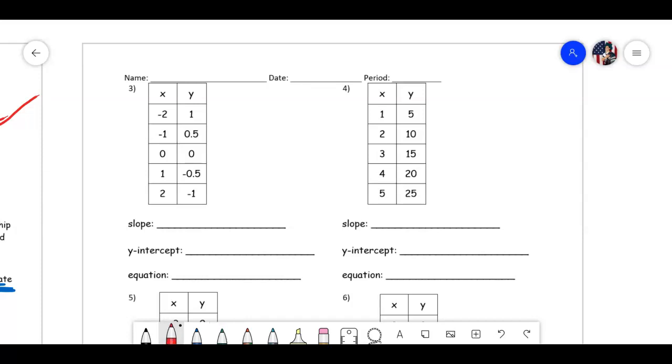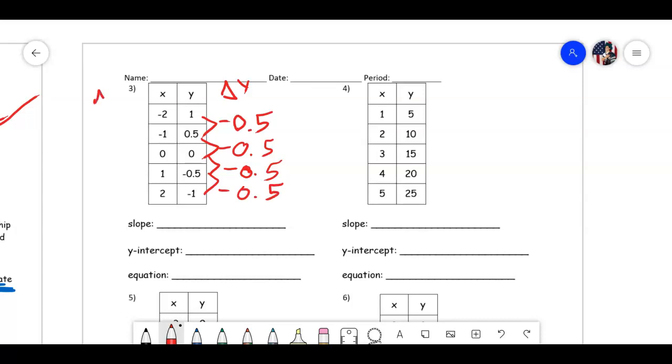Change in y. This has decimals. We can still do it. 1 to 0.5 is going which direction? Down, it's subtracting, right? Negative what? 0.5. 0.5 is actually more precise. From 0.5 down to 0 is negative 0.5. Same thing here, negative 0.5, and same thing here, negative 0.5.